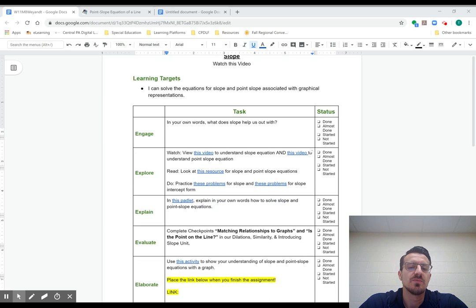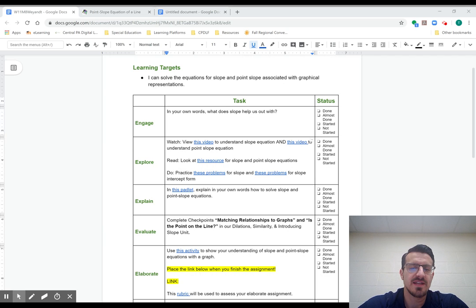representations. So as we move into the engage section, in your own words, what does slope help us out with? Use what you learned last week to influence your thinking as you type some answers out to that question. And again, I'm not looking for a right or wrong answer. I'm looking for you to take what you have in your head and put it on this document, and be as detailed and descriptive as possible. And hopefully you're understanding the importance of that as we move through these math units.